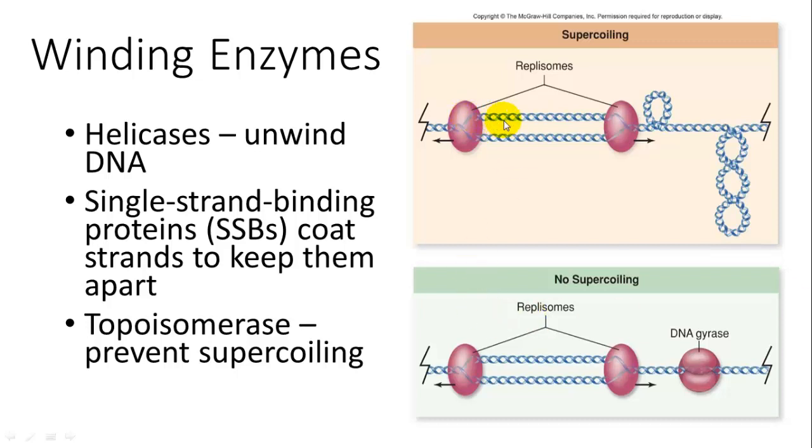So if you continue to unwind this, it's like if you're taking 2 strings and trying to unwind them from a larger piece of string, it will cause supercoiling. Basically, on the other end, it'll start to coil. And so topoisomerase then prevents that supercoiling by cutting and rebinding it.